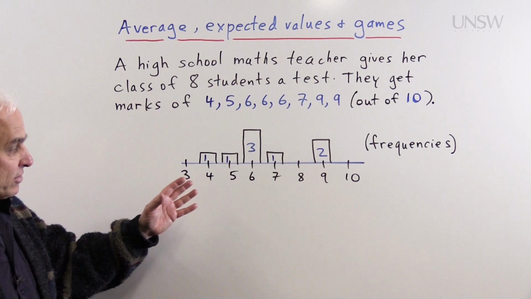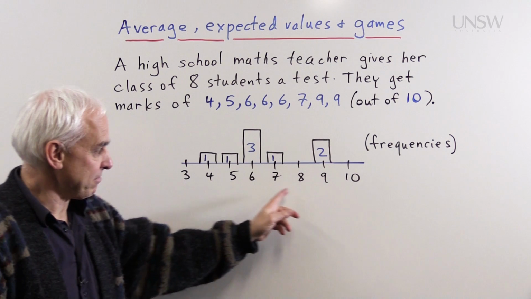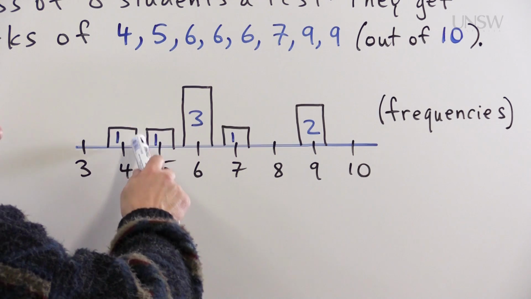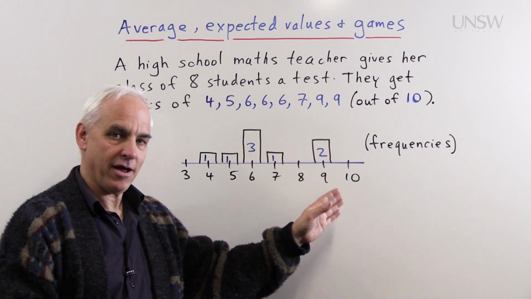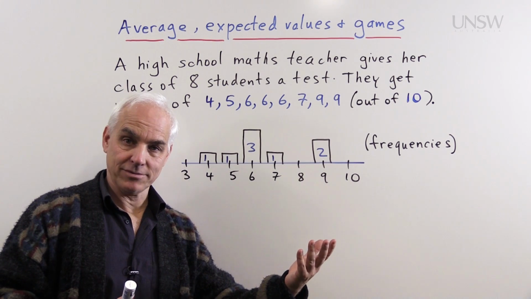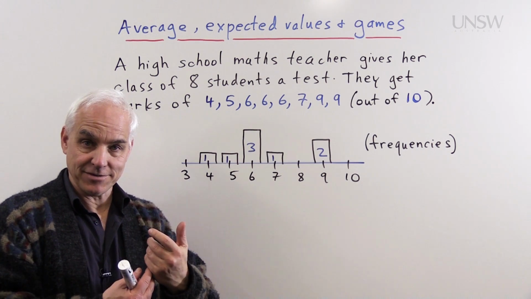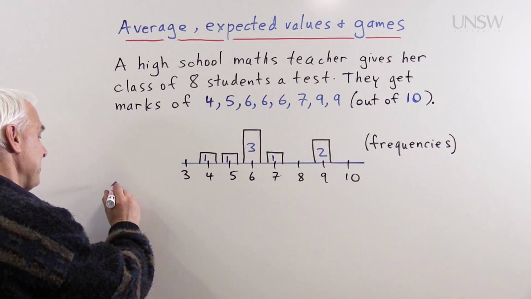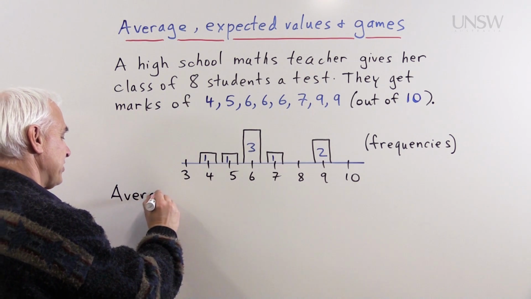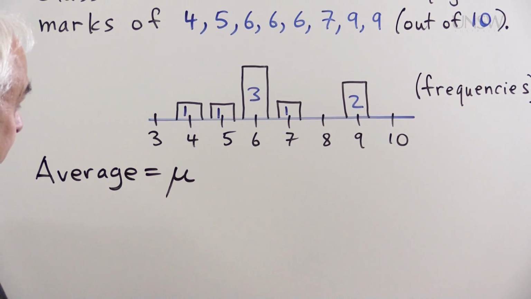Well, we can represent those marks on a kind of frequency graph. Here are the various possible marks, and these little bars represent how many students got that particular mark. This is looking a lot like a mass distribution that we've been talking about. We can think of these blocks here as actual masses. Okay, now let's compute the average of this set of marks. So average, maybe we'll write mu for average. How do we calculate that?